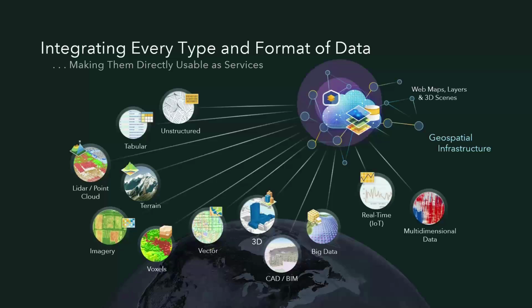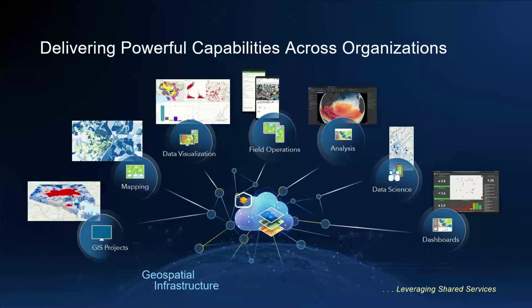So you can bring in unstructured data, tabular data, imagery data, and of course, this real-time data, which is going to be the focus of our discussion today. And you can integrate that data into simple web maps, layers, and scenes. Ultimately, having that data integrated in such a simple way then lets you deliver data through a variety of powerful applications.